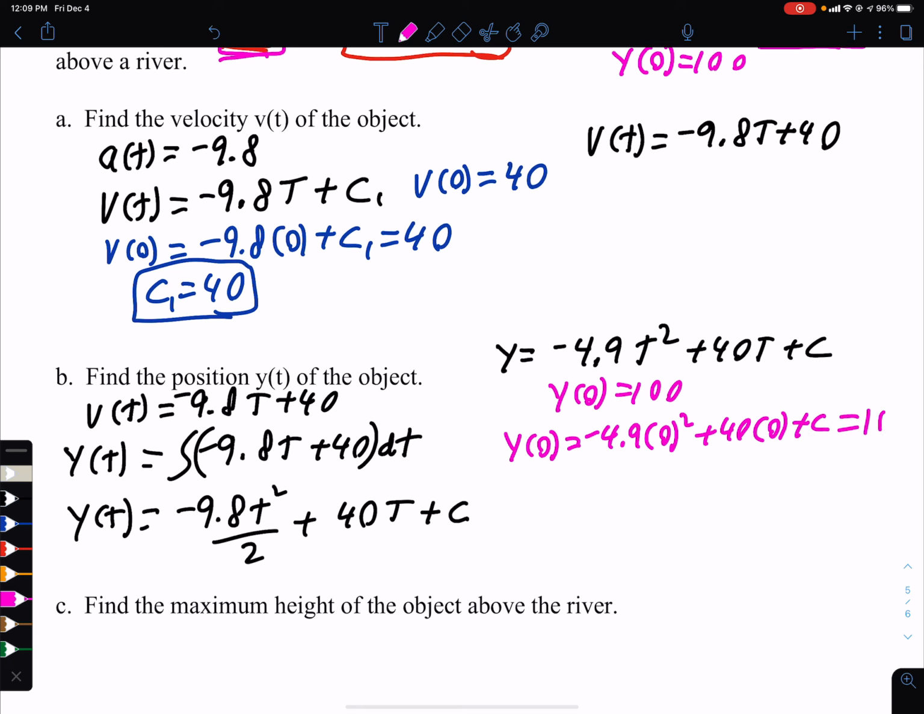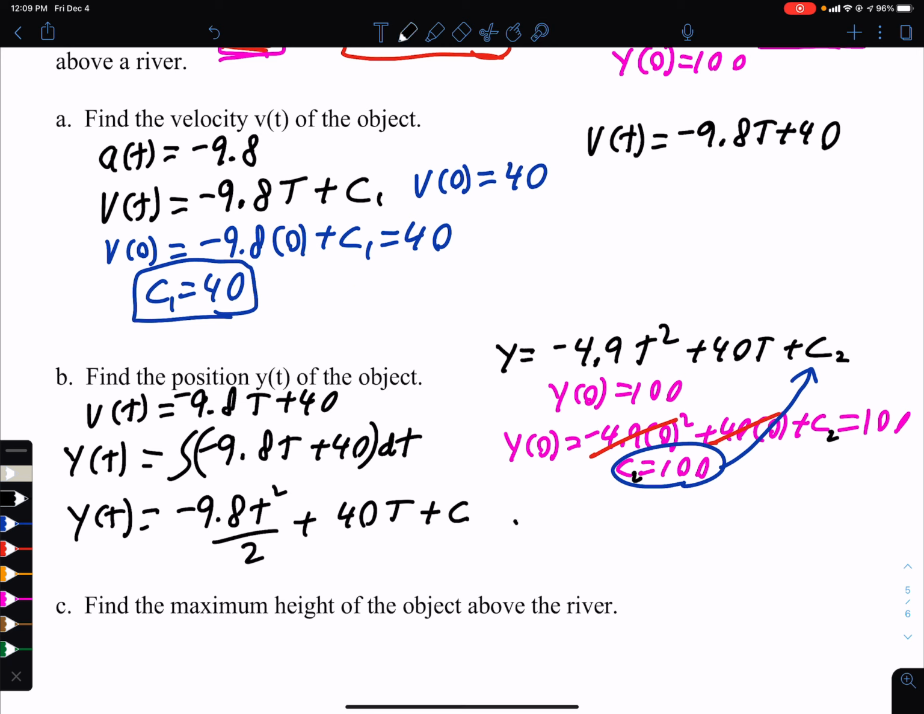And that better equal 100. The good news, that's 0, c is 100. I have found my c, and now since I found that constant, I will plug it in for that c there. You see? And I probably should have called this c2 to distinguish it from c1 over here.